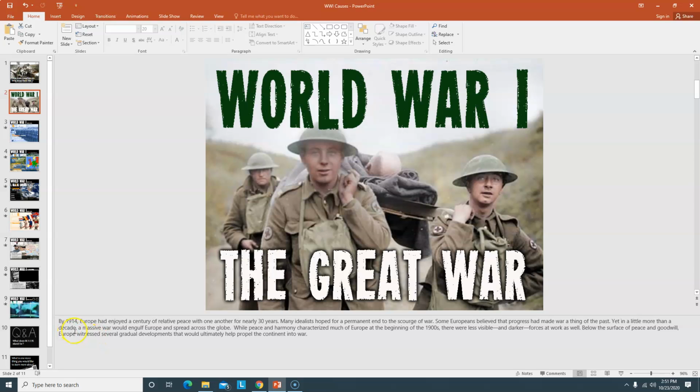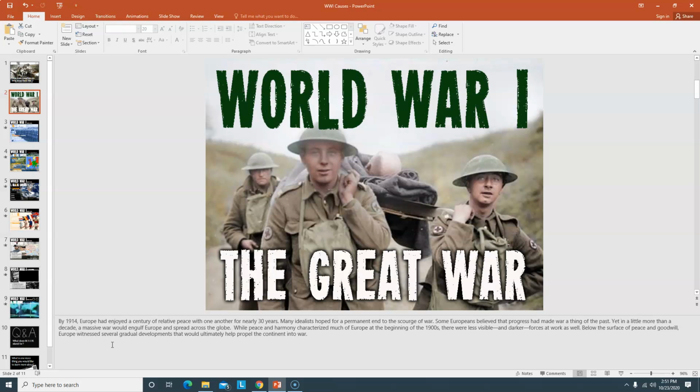So by 1914, Europe had enjoyed a century of relative peace with one another for nearly 30 years. Many idealists hoped for a permanent end to the scourge of war. Some Europeans believed that progress had made war a thing of the past. Yet, in a little more than a decade, a massive war would engulf Europe and spread across the globe.